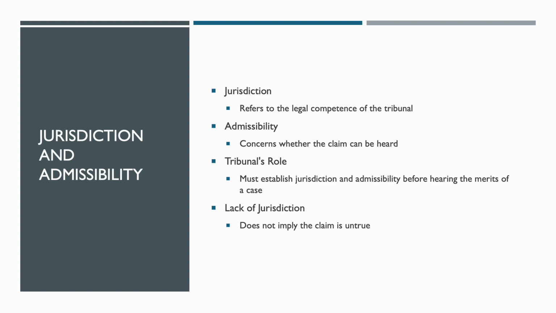Before a tribunal hears the merits of a case, it must establish jurisdictions and admissibility. Before a tribunal, jurisdiction refers to the legal competence of the tribunal, while admissibility concerns whether the claim can be heard. Even if a tribunal lacks jurisdictions, it does not imply the claim is not true.